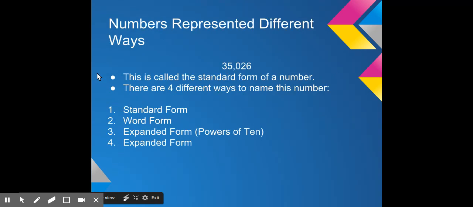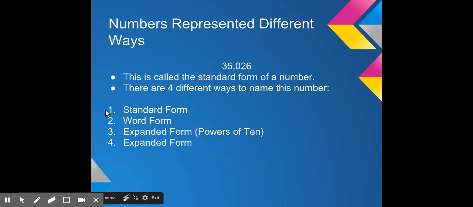So the main focus of this lesson, 2-2, is that numbers can be represented in different ways. Here we have the number 35,026. When we just have the numbers written with digits, we call that the standard form of a number because that's typically how we write it. That's the standard way. There are 4 total ways to name this number.